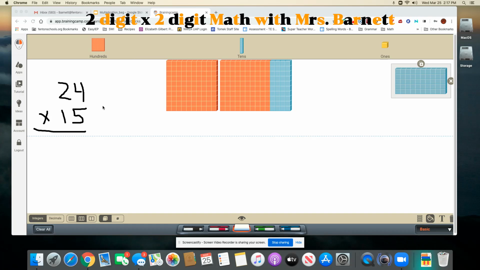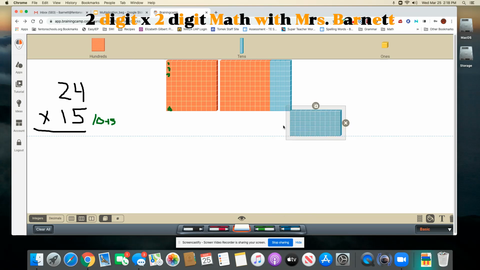But if you're going to do the standard algorithm of 24 times 15, let's talk about what that means. What it means is I need 24 groups of 15. Right now, in this direction, I have 1, 2, 3. If I go all the way down, you'll know that's 10. So far I have 10 groups. This is 10 plus 5, so I'm going to need to bring in 5 more. There's another group of 5.